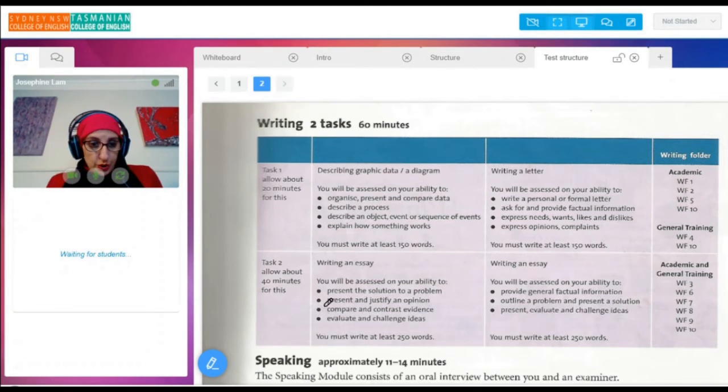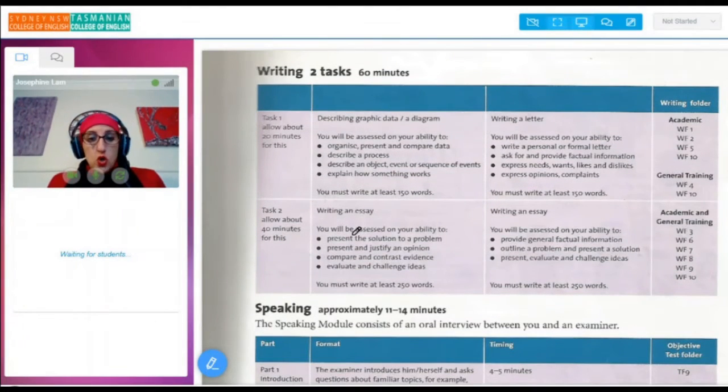Now let's look at task 2. In both cases, it is writing an essay. What differs is the type of essay or the type of writing, the level of writing that is expected. Of course, with the academic module, it will be a bit higher. Now, with the academic module, you will be assessed on your ability to present the solution to a problem, present and justify an opinion, compare and contrast evidence, evaluate and challenge ideas. You must write at least 250 words, and yes, again, they do count the words.